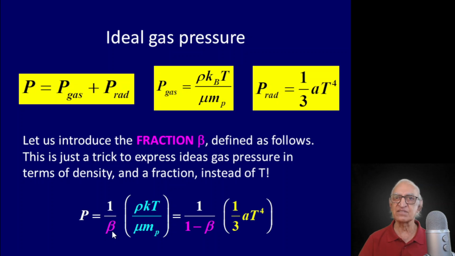The fraction beta is defined as follows. Beta times the total pressure is the gas pressure. Therefore, 1 minus beta times the total pressure is the radiation pressure. Therefore, beta is the fraction of the total pressure contributed by gas pressure, and 1 minus beta is the fraction contributed by the radiation pressure. So by changing beta, I can make gas pressure more or radiation pressure more.